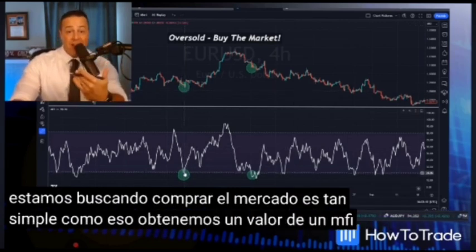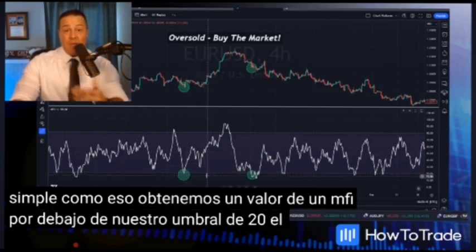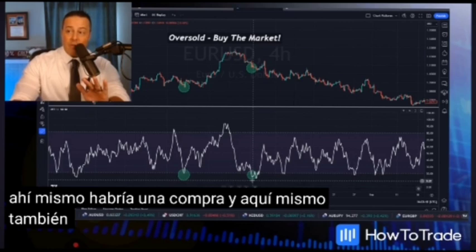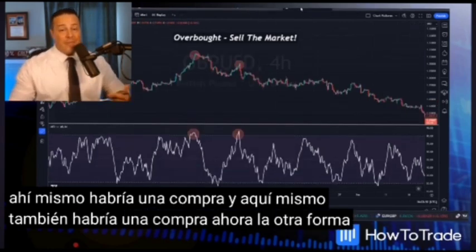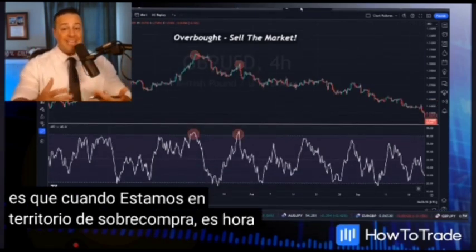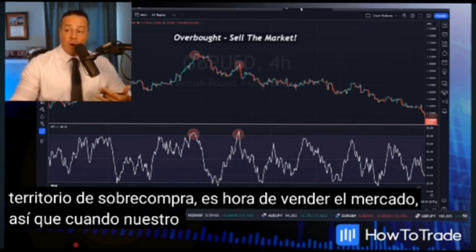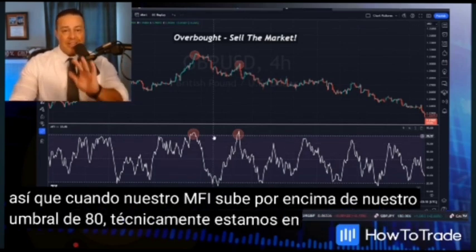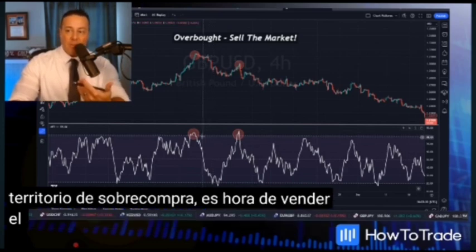We get a value of an MFI beneath our 20 threshold. The market is oversold and it's time to buy. Right there would be a buy, and right here would be a buy as well. Now, the other way is that when we're in overbought territory, it's time to sell the market. So when our MFI rises above our threshold of 80, we are technically in overbought territory. It's time to sell the market.